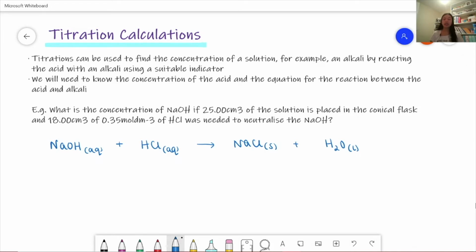The next thing we can do is work out the moles we have of hydrochloric acid. The moles of HCl is equal to the concentration multiplied by the volume. The concentration is 0.35, multiplied by the volume, but the volume has to be in decimeters cubed. So we have to convert this 18 centimeters cubed, and we do that by dividing it by 1,000 or multiplying by 10 to the power of minus 3. And so we get 6.30 times 10 to the minus 3 moles.